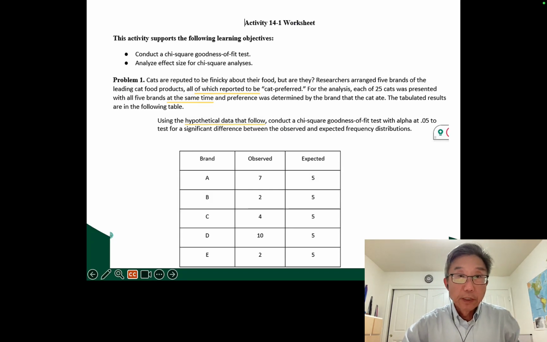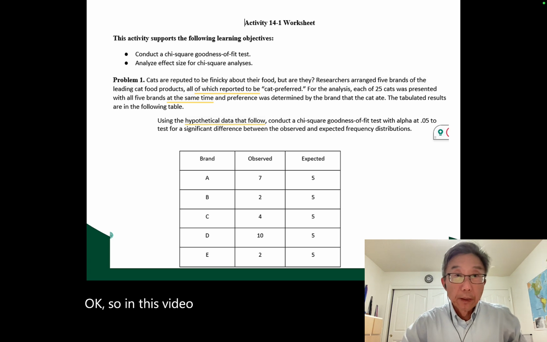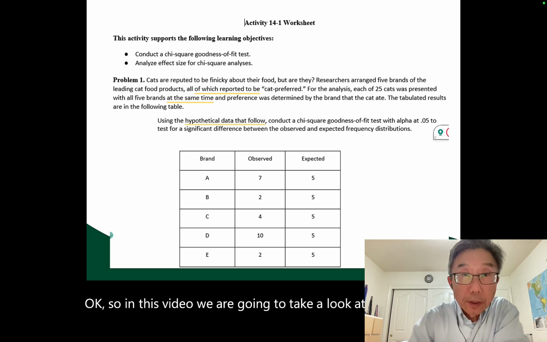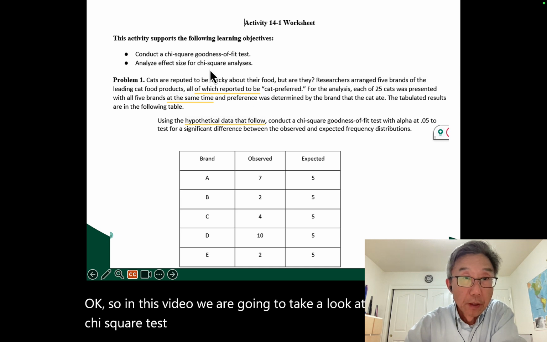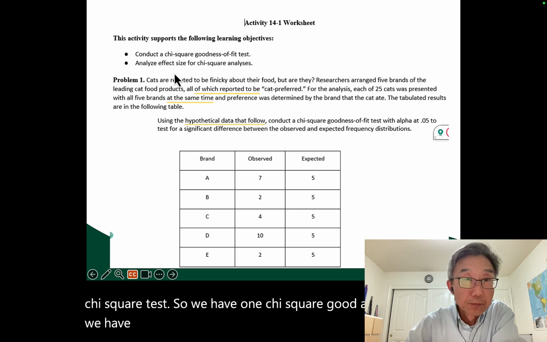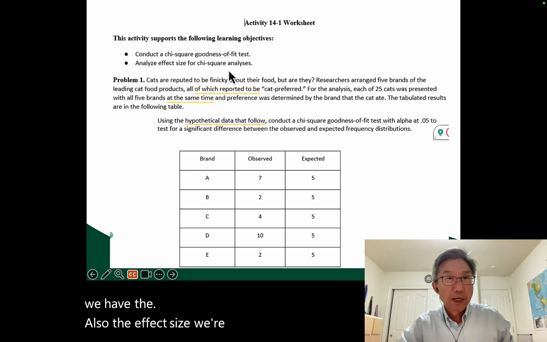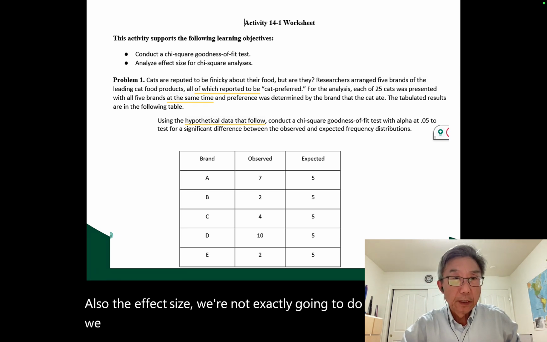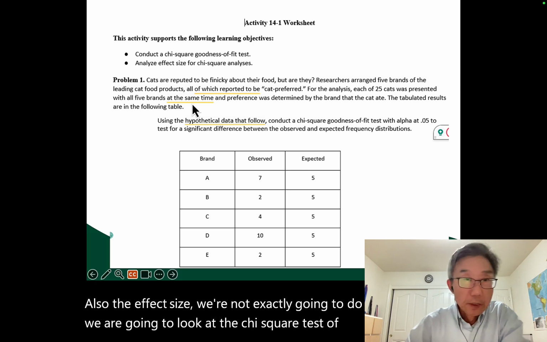Okay, so in this video, we are going to take a look at two examples of chi-square test. We have one chi-square goodness of fit test, and also the effect size. We're not exactly going to do effect size, but we are going to look at the chi-square test of independence. So here's the first problem.